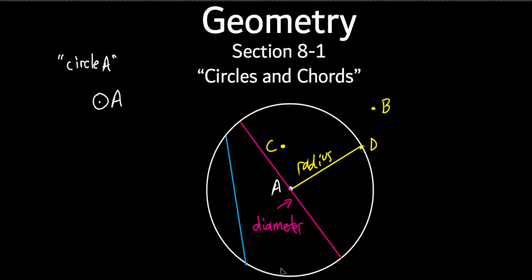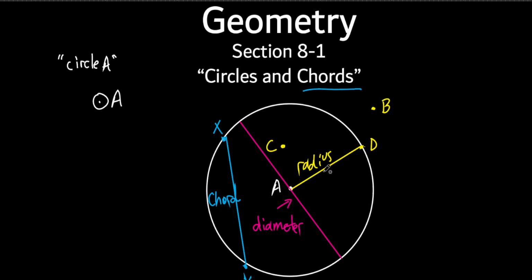If I just go from one point on the circle to another, let's call them X and Y, we have a name for that. Take a wild guess what that's called. A chord. So a chord is a line segment that goes from one point on a circle to another point on the same circle.